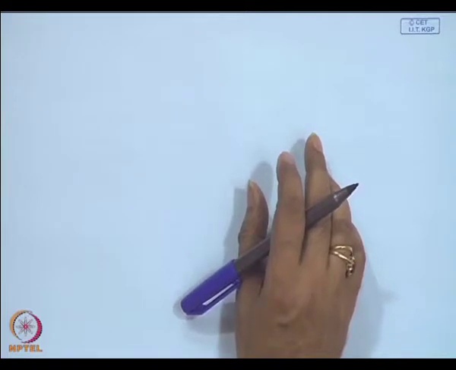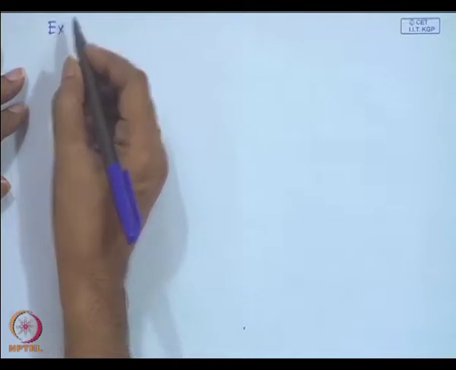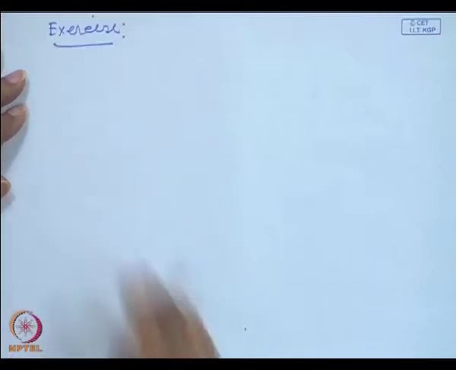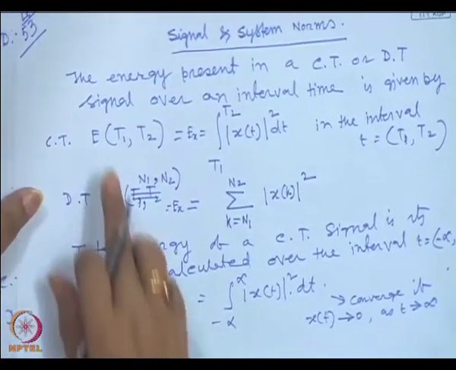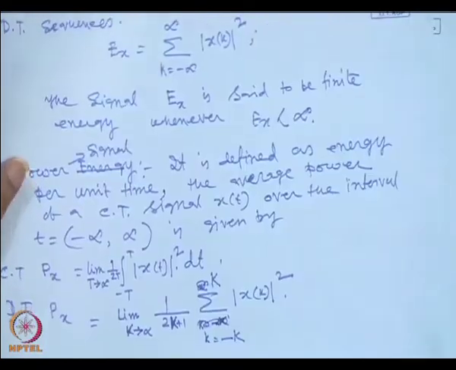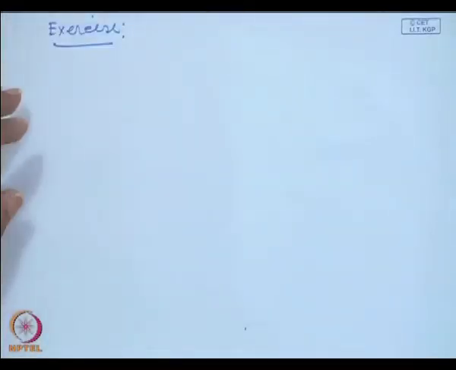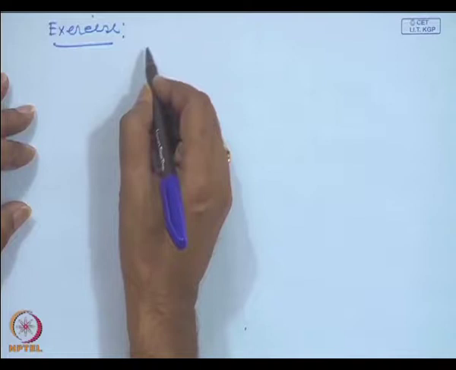Now, I will leave it as an exercise to show whether this is a power signal or an energy signal. I have just discussed the energy signal first. This is the definition of an energy signal, and this is the definition of a power signal. When you use the meaningful definition of power signal or energy signal, as we have just discussed, we have a continuous time signal.